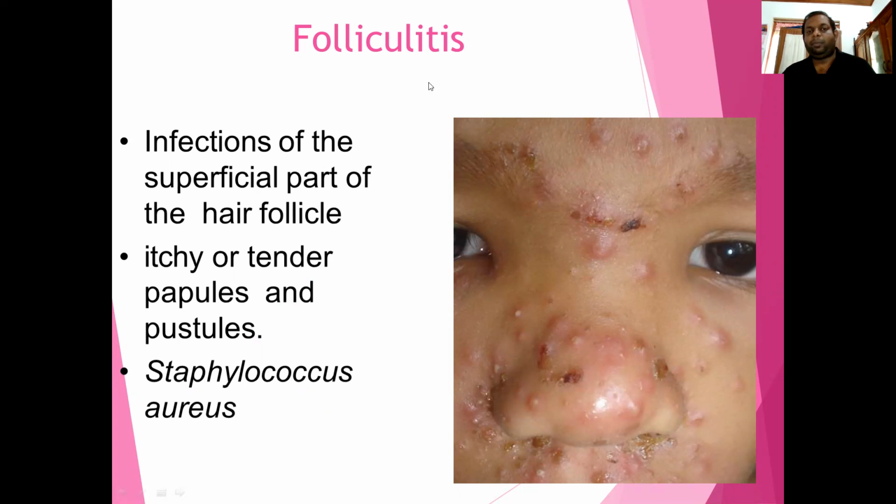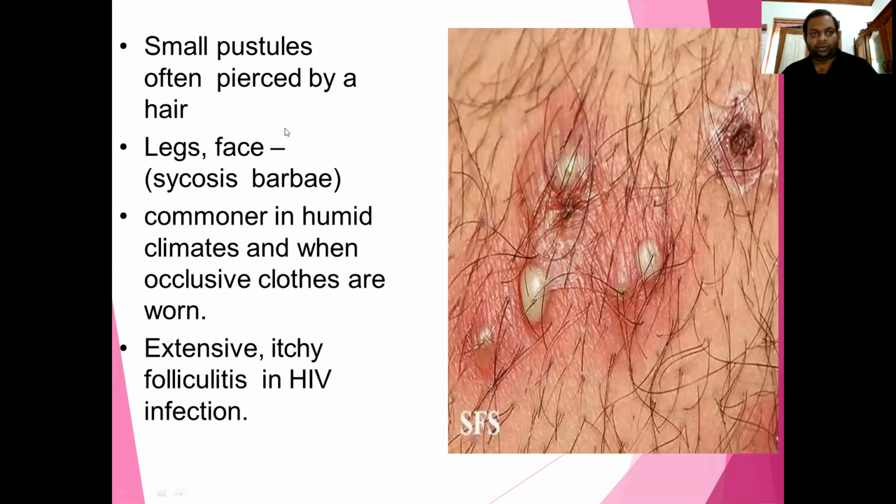It causes purulent, pus-forming lesions. Itchy papules and pustules can be seen. You can see pustules nicely. Staphylococcus aureus is the one which mainly causes it. So they are small pustules often pierced by a hair. You can see here, legs, face, so it's the main site. Sycosis barbae in the beard area. Common in humid climates and when occlusive clothes are worn. Extensive itchy folliculitis in HIV infection also occurs. It's broad, all over the body, not confined.